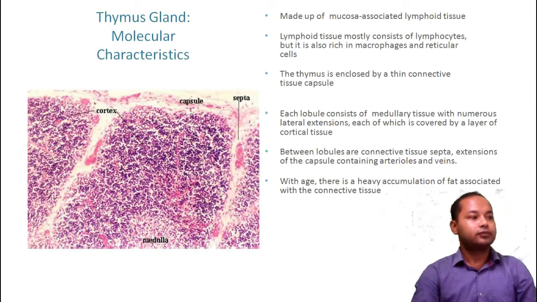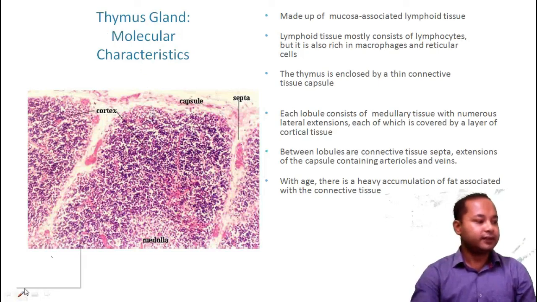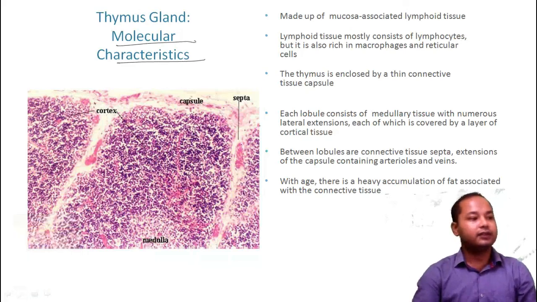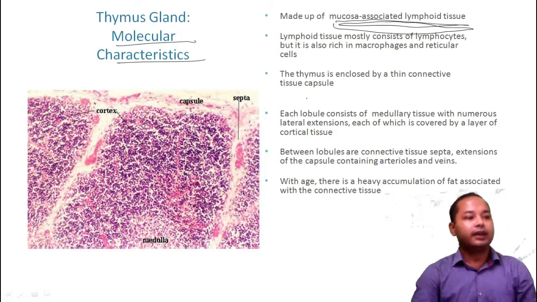Okay, so moving on to the slides. The microstructure of the thymus gland is very important. What I have to tell you in this is that the thymus gland is also called mucosa associated lymphoid tissue. This thing is very important now.